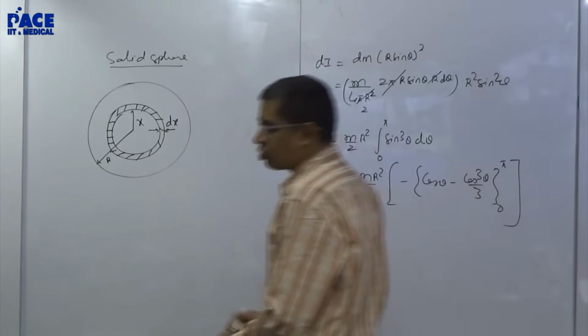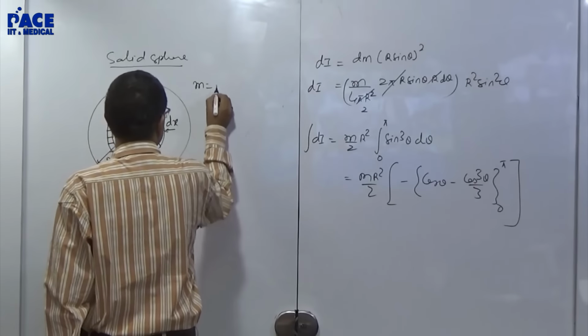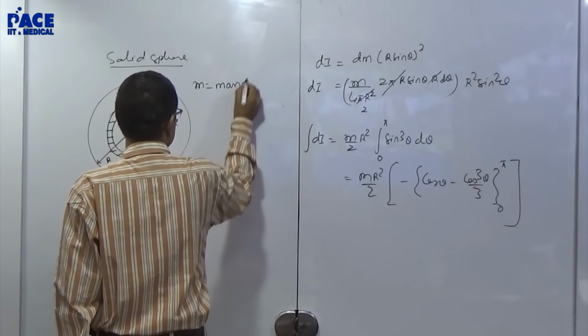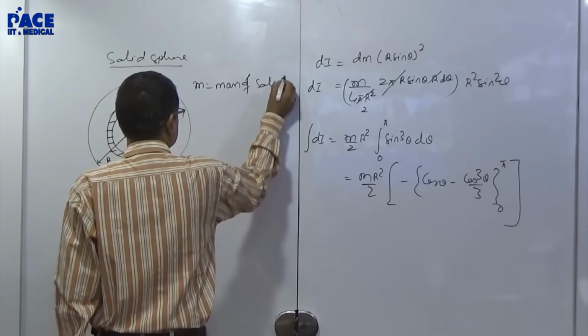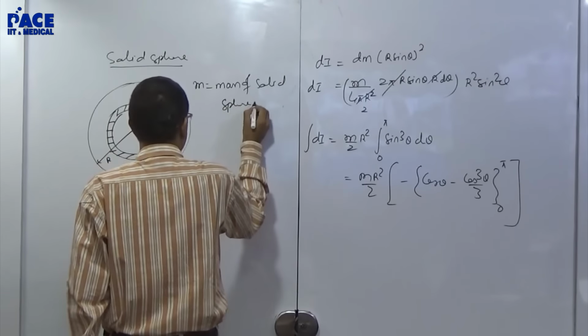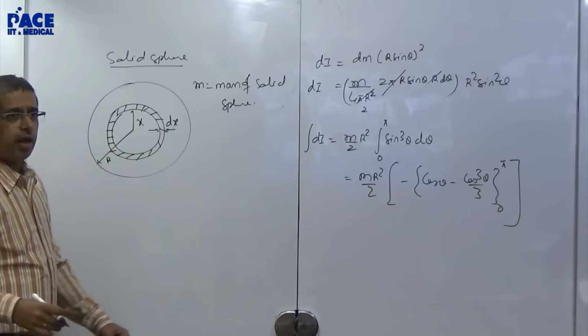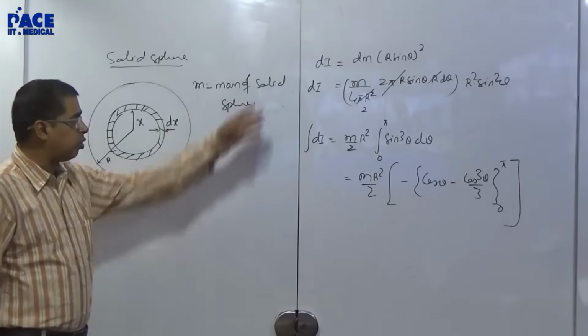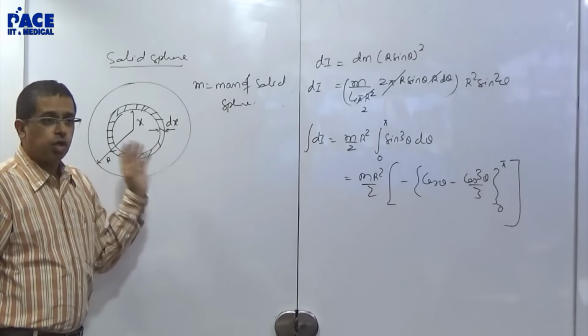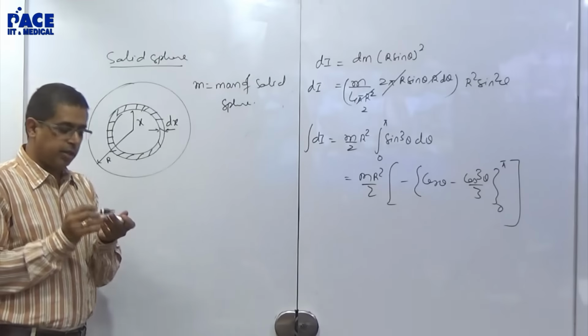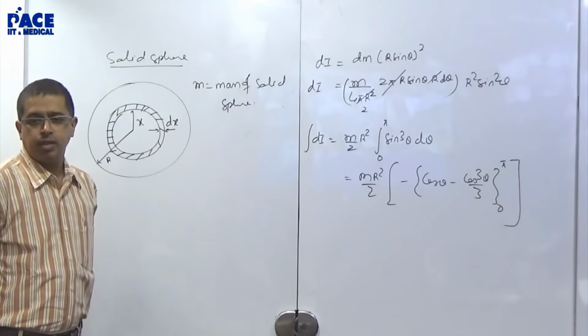M is the mass of the solid sphere. A disk will be perfectly okay, but you'll have to follow the whole procedure. The shortest way will be by considering a thin spherical shell. Okay, sir.